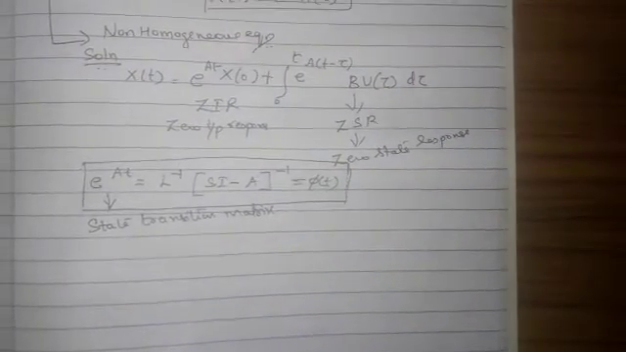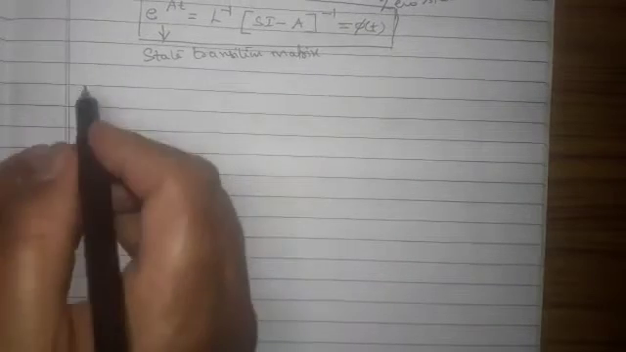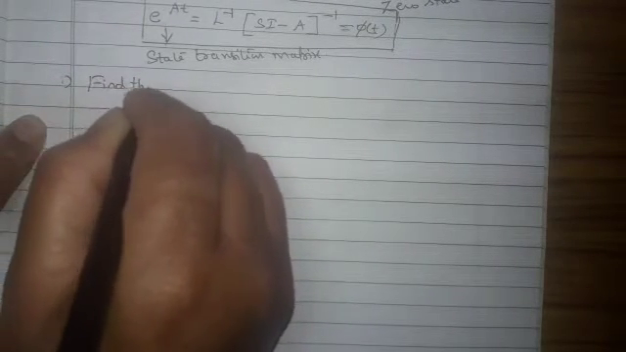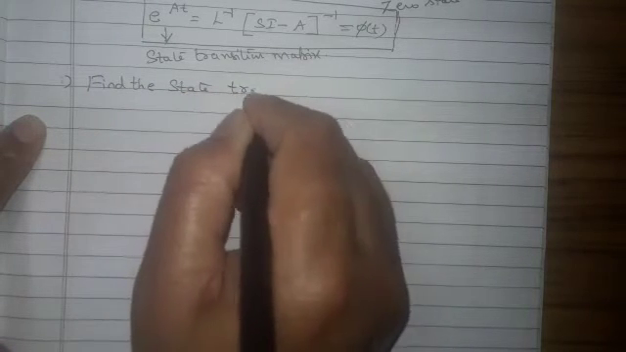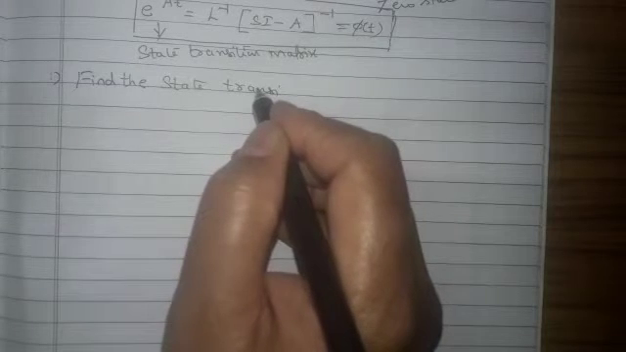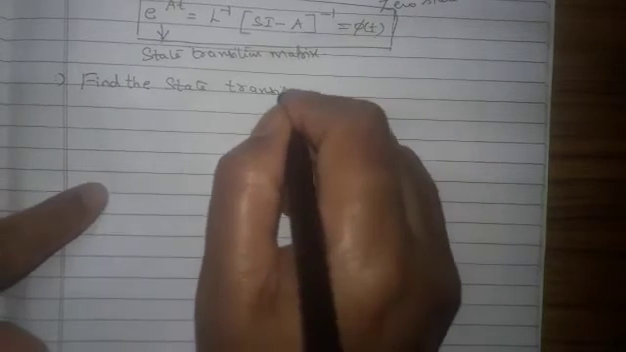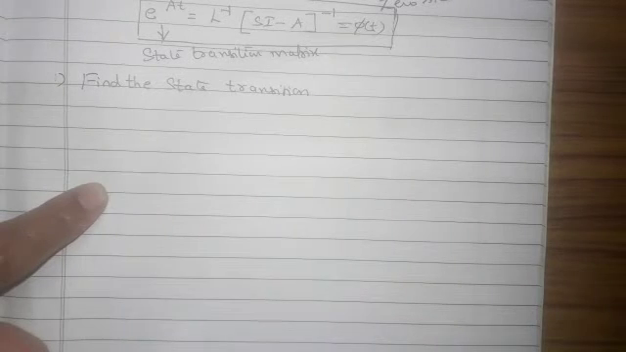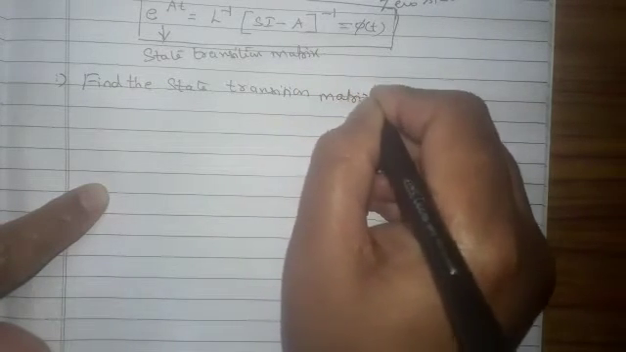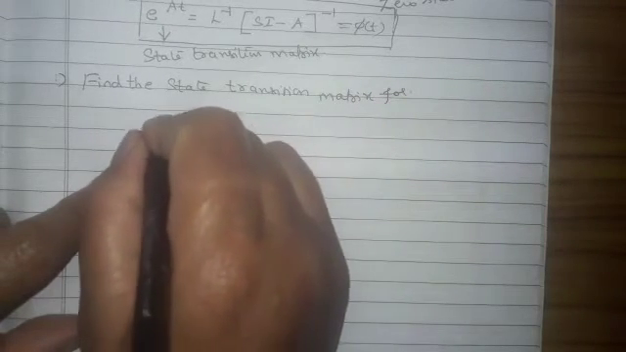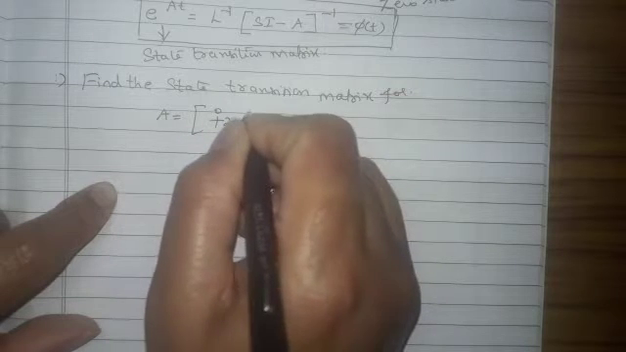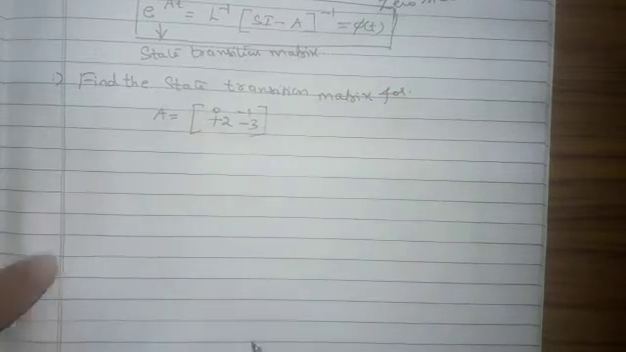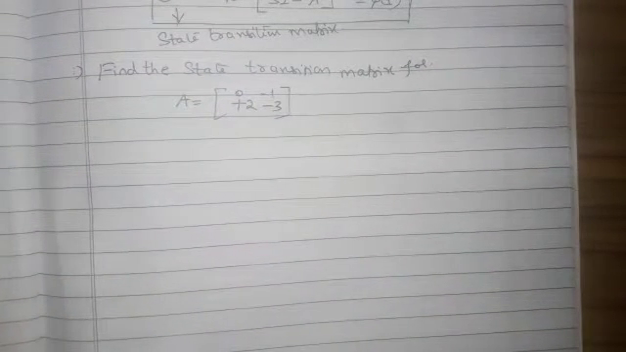Let me take one problem now. The problem is, find the state transition matrix for, okay, A is equal to [0 2; -1 -3]. Very important question, asked many times in the examination, an 8 marks question. Okay, he is asking you to find the state transition matrix.